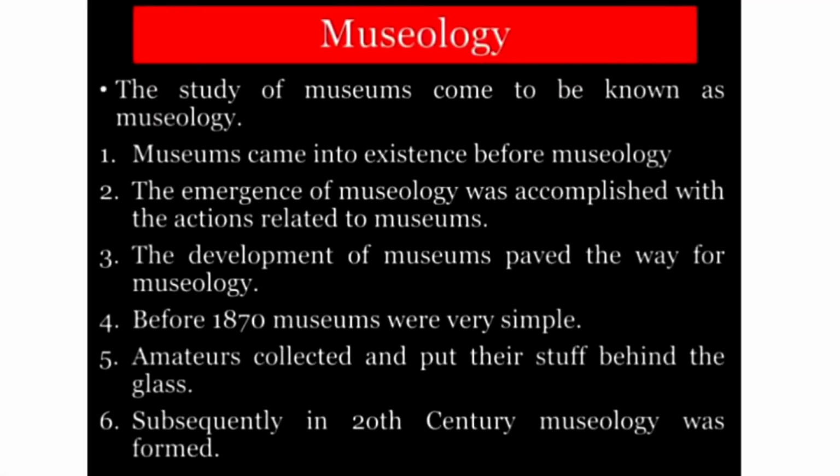Then we need to understand the concept of museology. So basically museology is the study of museums. Museums came into existence before museology, and the evolution and development of museums led to museology, because people and organizations got engaged in studying the museums. The emergence of museology was accompanied by actions related to museums. So the actions related to museums were indirectly the cause for the emergence of museology. The development of museums paved the way for museology.